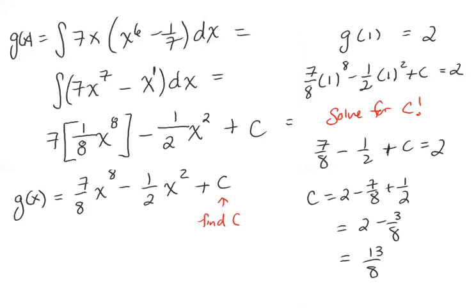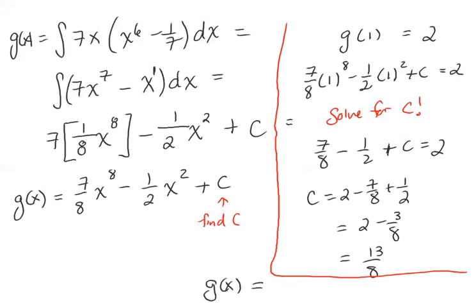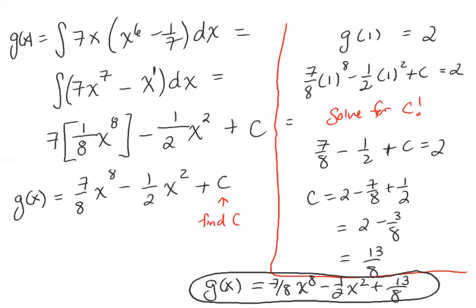So given that, I can write an expression for g. So that means g of x, I know exactly what it is without the addition of the unknown constant. It is 7/8 x to the 8th minus 1/2 x squared plus 13/8. So now I don't have the function g with an arbitrary constant on the end. I can tell you exactly what that constant is.